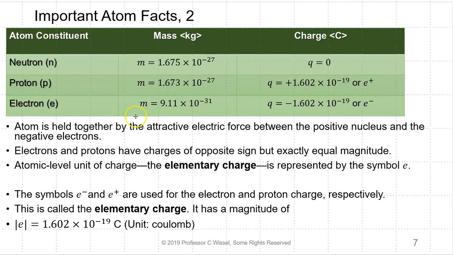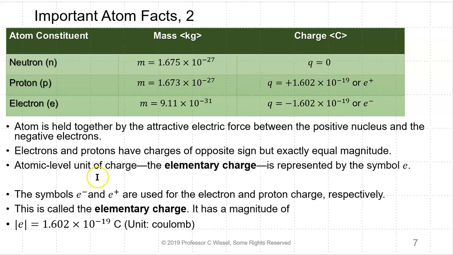Now, you might want to copy this table into your notes, because it could be handy for you to use later. It tells you the mass of the neutron, proton, and electron, and the symbols, and of course the charge on each one. The atom is held together by the attractive electrical force between the positive nucleus and the negative electrons. Electrons and protons have charges of opposite signs but exactly equal magnitude.